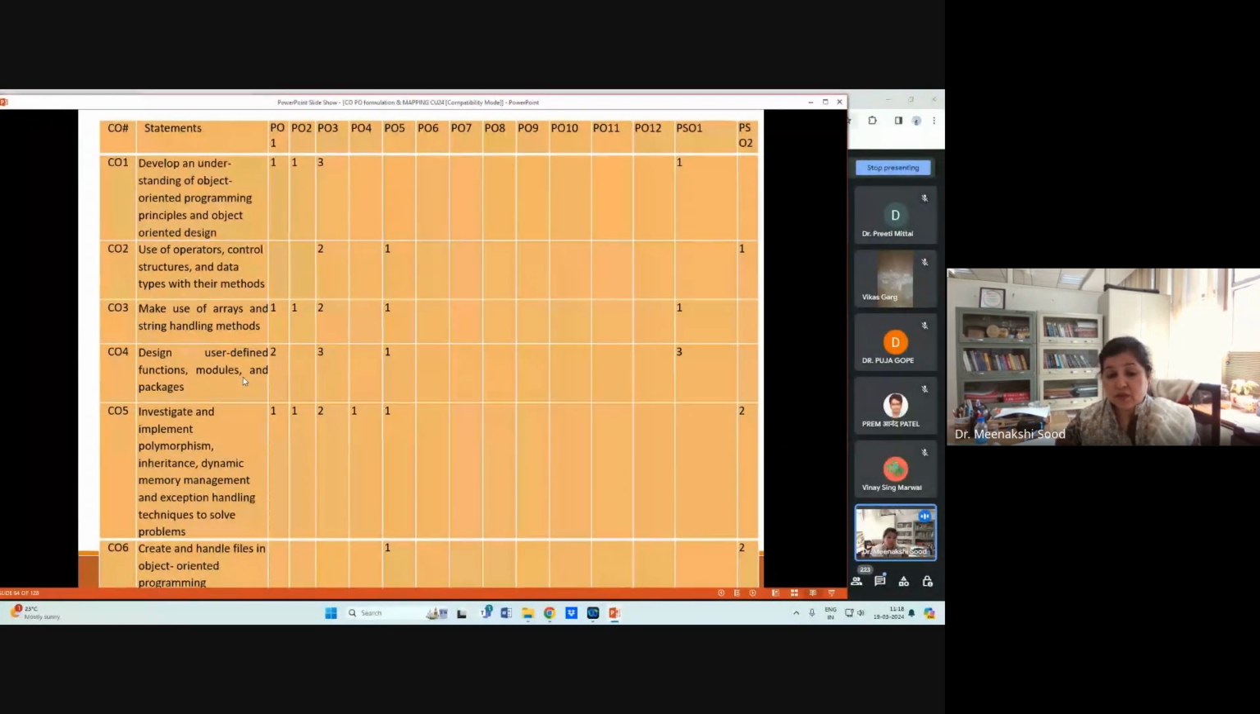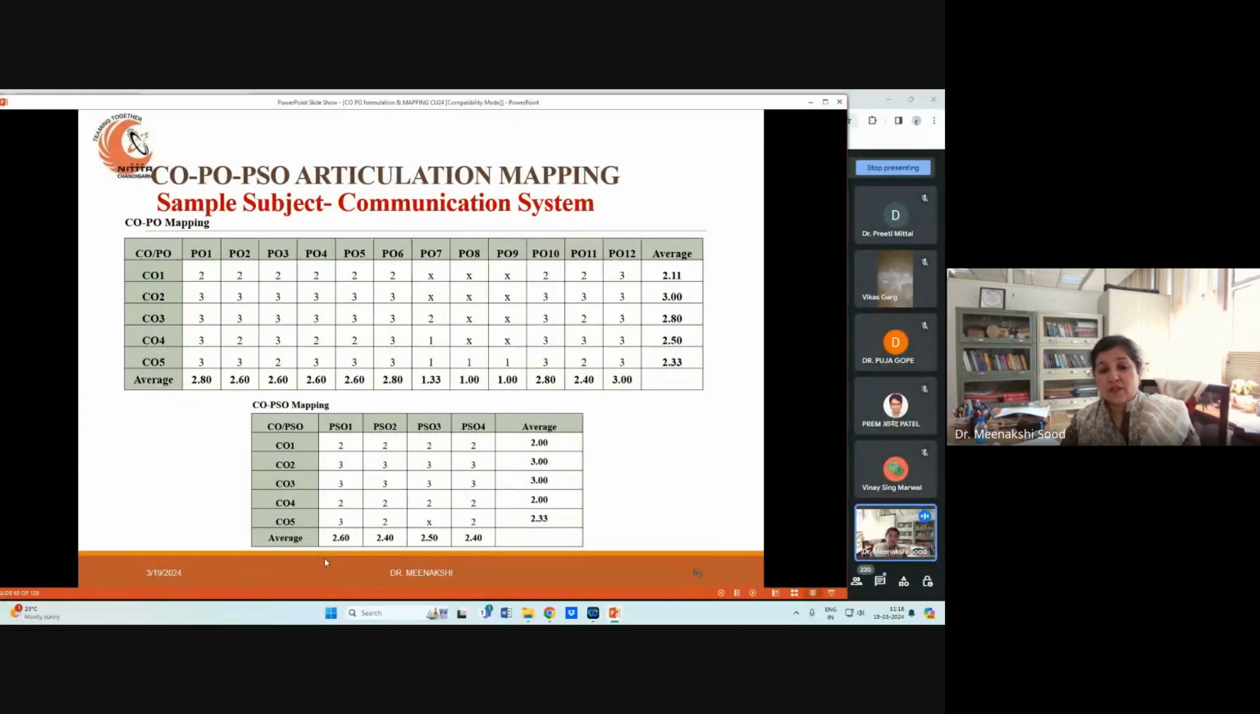1, 2, and 3 again show the strength of the correlation, and every CO may not map to every PO, but please take care that it should also not happen that one CO is getting mapped to only 1 or 2, like in the last one. This is wrong. It means there is some problem with the formulation of the course outcome, because when you are framing the CO, at least 3 to 4 POs should be mapped with that particular CO. It should not happen that any CO maps with only one or not even one. It means your COs are not properly formulated. Okay, so this is one example.